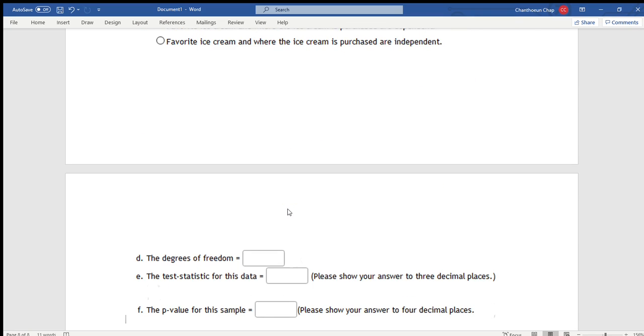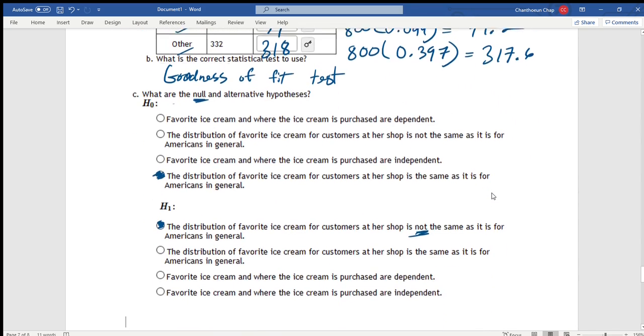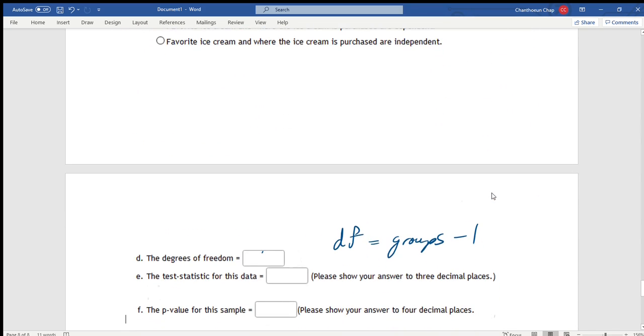For part D, we're looking for the degrees of freedom. The degrees of freedom for a goodness of fit test is the number of groups minus 1. And if we look back at our problem, we have 1, 2, 3, 4, 5 groups. 5 groups minus 1 gives us 4. So the degrees of freedom is 4. For part E and F, we'll have to go to our statistics calculator for those.